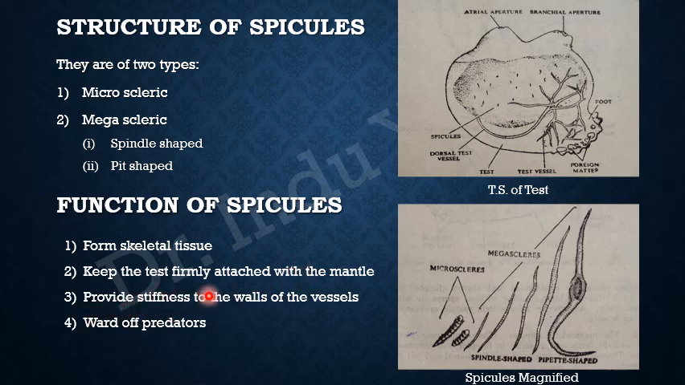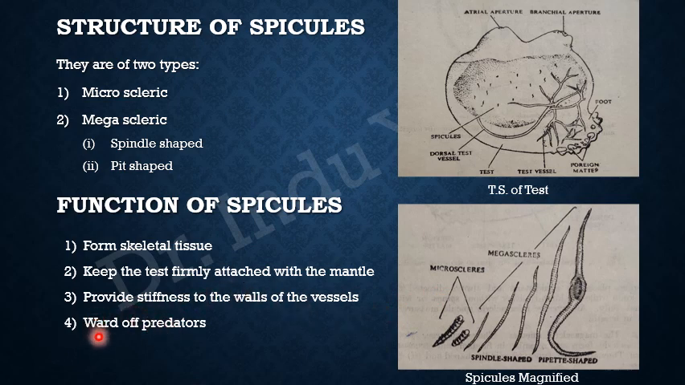Third, provide stiffness to the walls of the vessels. They provide stiffness. They are also present in the walls of the vessels, and wherever they are present, the vessels otherwise are very flexible, and if they don't have these hard structures in their walls, they will collapse. They will stick together, and the lumen will not remain. They will become flat structures. So these spicules, they help in maintaining the shape of the vessels.